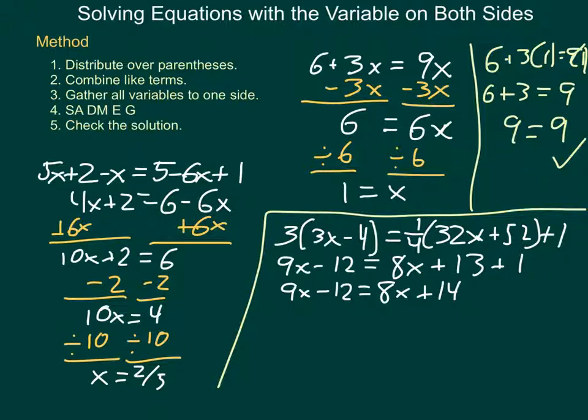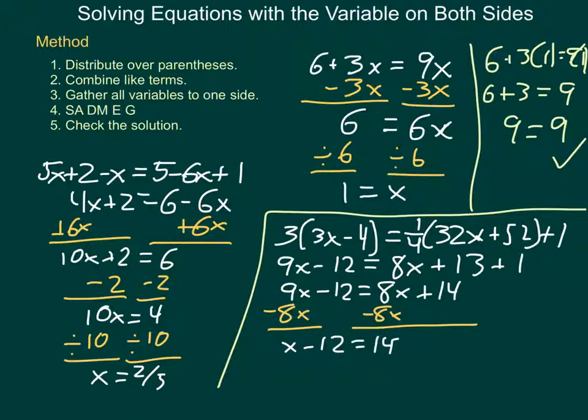Next, gather all variables to one side. So I look, on my left-hand side I have a 9x, on my right-hand side I have an 8x. Which one is smaller? Obviously the 8x's, so I'm going to subtract 8x from each side of my equal sign, leaving me with x minus 12 equals 14.